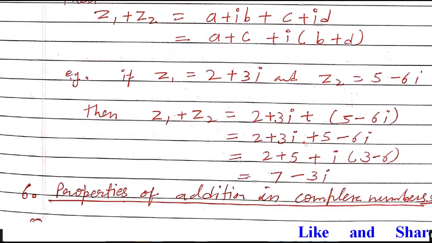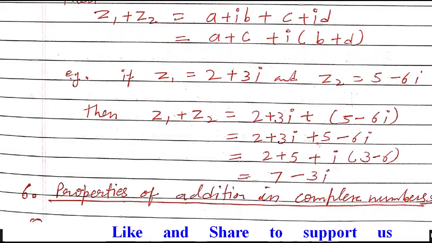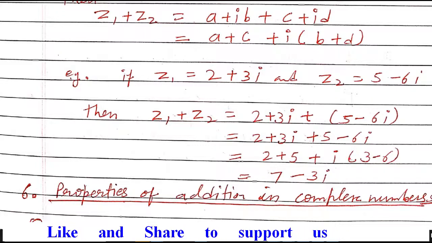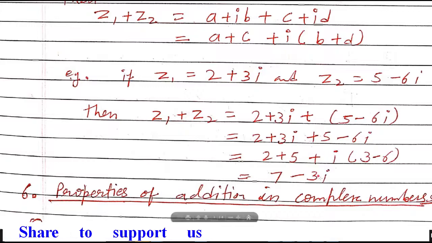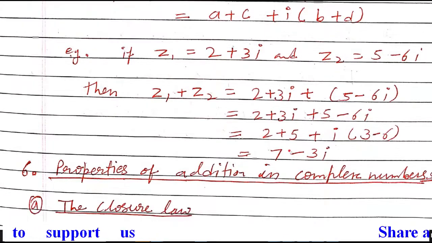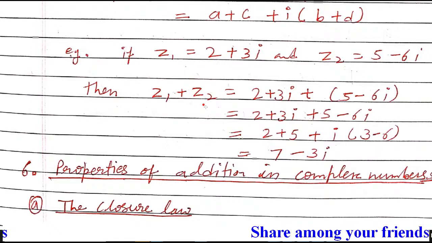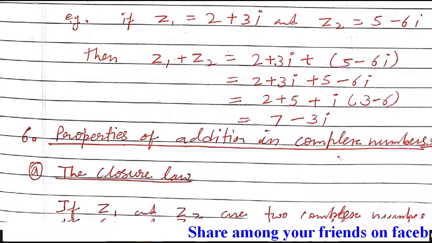First put a plus sign, then open the bracket, and after opening the bracket, 2 will add with 5. Here 3 iota and minus 6 iota, just take common, and then 3 minus 6 is minus 3, so that's the answer. So z1 plus z2 is 7 minus 3 iota. So this is the process to add two complex numbers.